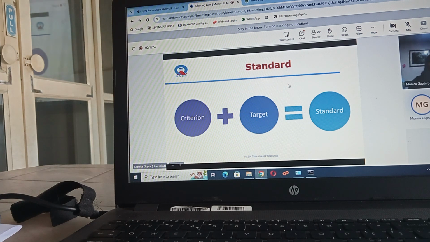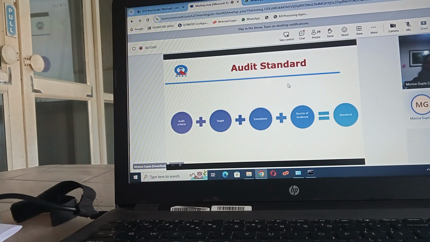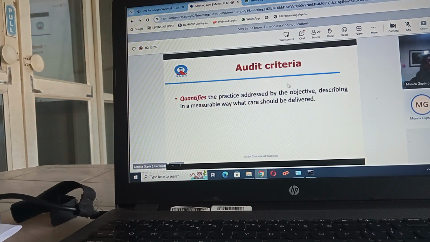Now, how do we make a standard measurable? There are two components. One is a criteria, the other is a target. Okay? So what is the criteria now? An audit standard will have audit criteria plus target plus exceptions and the source of evidence. That is how you pen down a standard. What is the criteria? What is our target? What is the exception as far as the standard is concerned, and therefore you will not include it in your data analysis? And what is your source of evidence? So audit criteria will quantify the practice addressed by the objective, describing in a measurable way what care should be delivered.